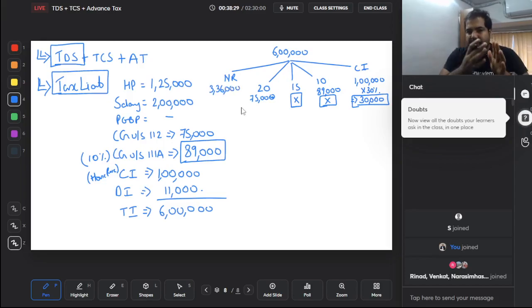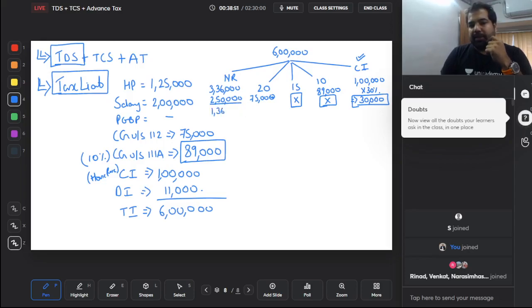So always make these 5 categories. Casual income is done and dusted, so you don't have to bother about it. Now let's see how much is your basic exemption limit and how will you adjust it. Your basic exemption limit is 2,50,000. Can it be eaten up entirely here only? Yes, entirely here only. So 2,50,000 gone, 1,36,000 remains.